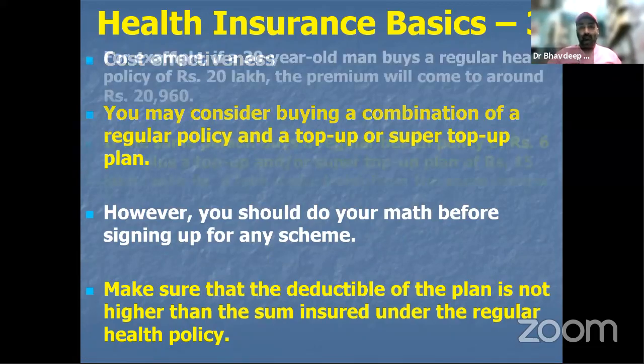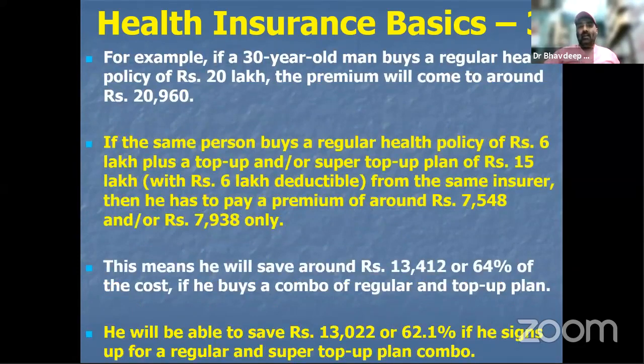Remember that. Now, again, one example: if a 30-year-old man buys a regular health policy of 20 lakhs, the premium would be around 20,960 for a regular individual plan. Usually this holds if there are no other riders. Riders means any other conditions, pre-existing problems, because I can expect a 30-year-old non-smoker male to be healthy. So usually the premium is at 1% of the total amount covered.